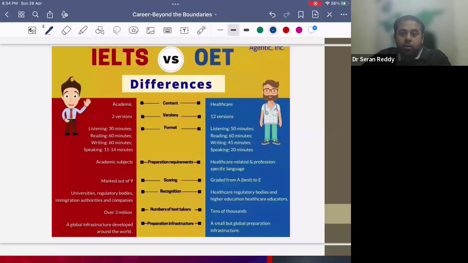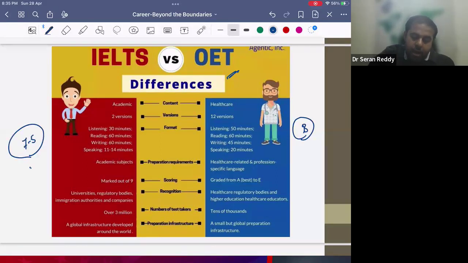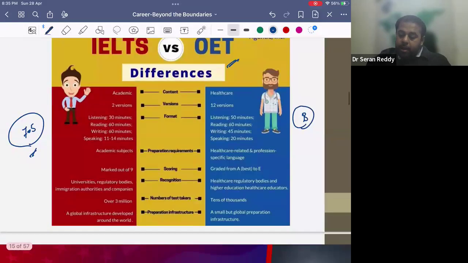When compared with IELTS and OET, OET is only for healthcare professionals like doctors, nurses, physiotherapists, pharmacists, and so on. You need to get a B grade here. Here you need to get 7.5 score, if it's IELTS. Band 7.5 score should be there in each domain of listening, reading, writing, and speaking. Okay. So if you ask me, what is the pathway?